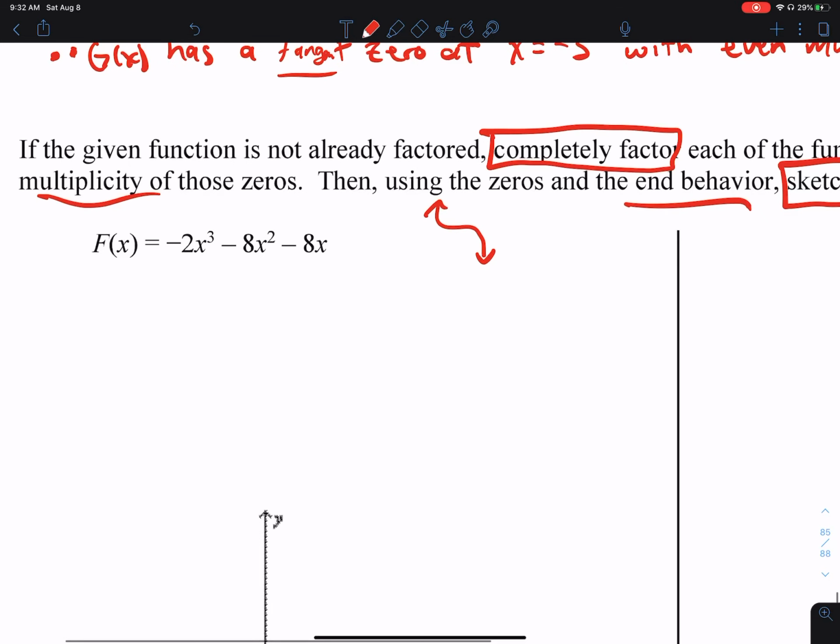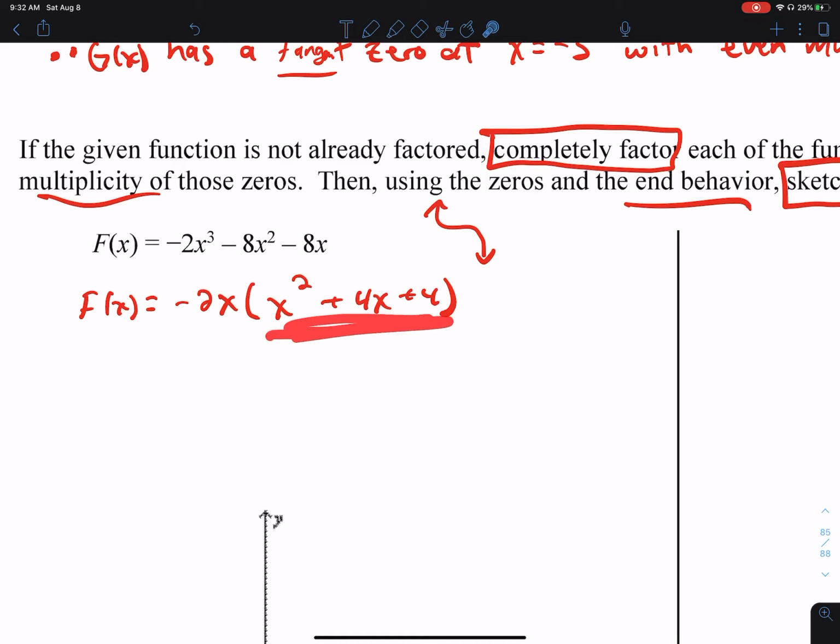Factor this. Let's factor out the greatest common factor, which appears to be a -2. Let me rephrase that, a -2x, leaving us with x squared plus 4x plus 4. Now that's a perfect square trinomial, this little fella right here. It factors into a -2x, and then we're going to have an (x plus 2) quantity squared.